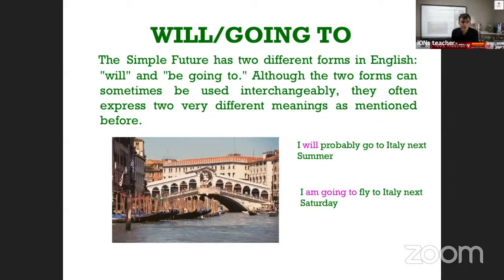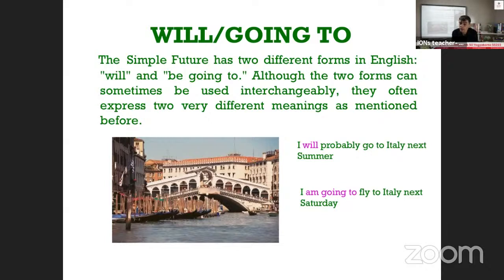Here we have two example sentences. I will probably go to Italy next summer. I'm going to fly to Italy next Saturday. Here you can actually immediately see the difference. And the difference is all in one word, probably.